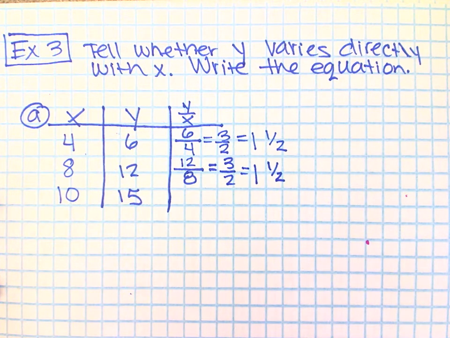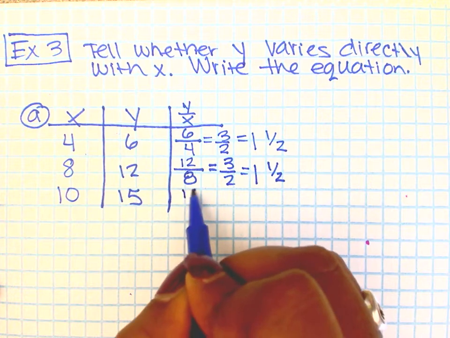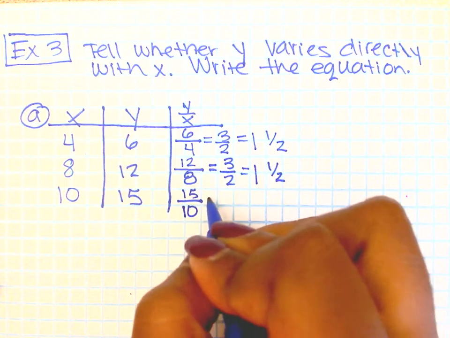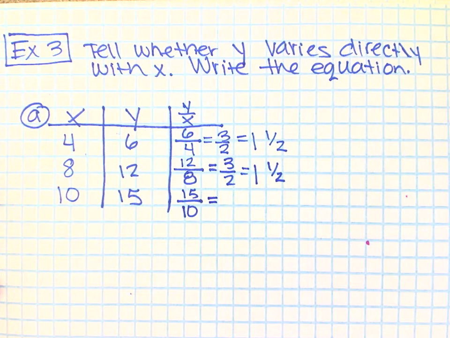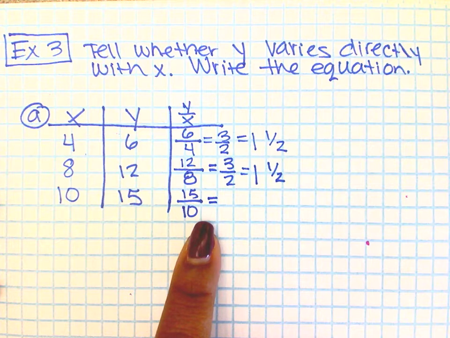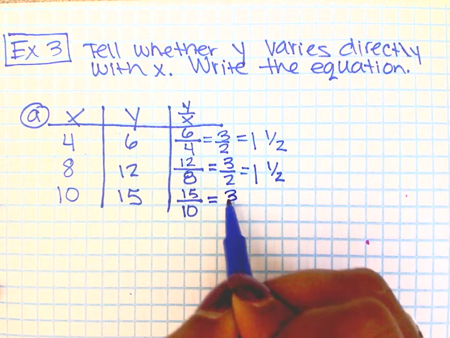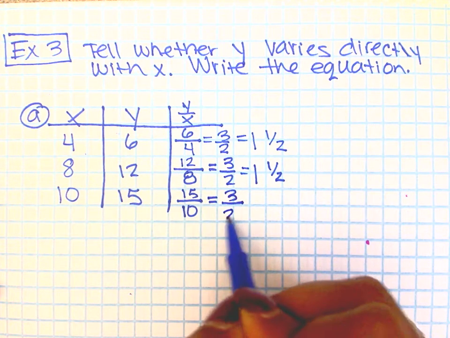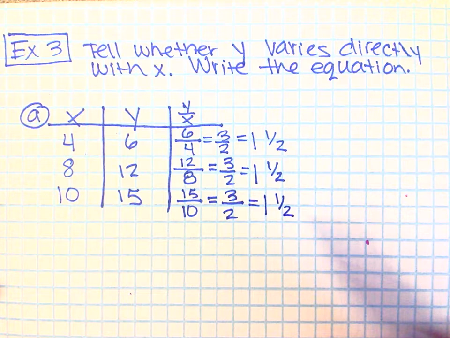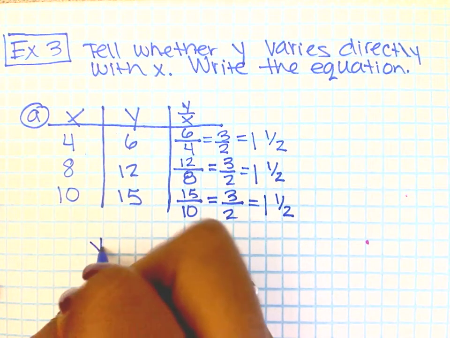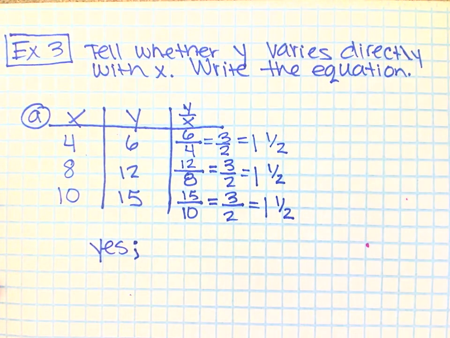Let's try the last one. Take y, 15, over 10, which is x, equals 15 divided by 10 simplified. I'm going to take 5 too. I'm going to divide 15 by 5 and get 3. I'm going to divide 10 by 5 and get 2. Oh, wait a minute. They're all the same. When every single row has the same outcome, it's a direct variation. So my answer is yes. It is a direct variation. That's the first part of my answer.